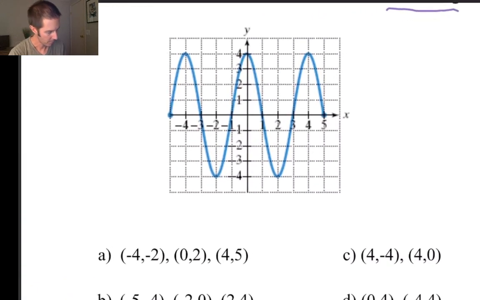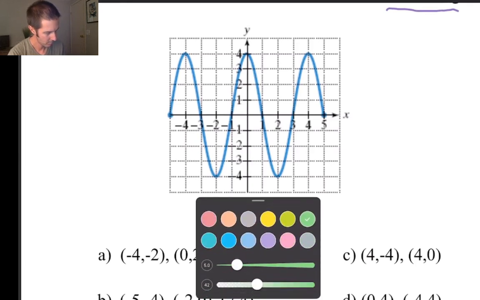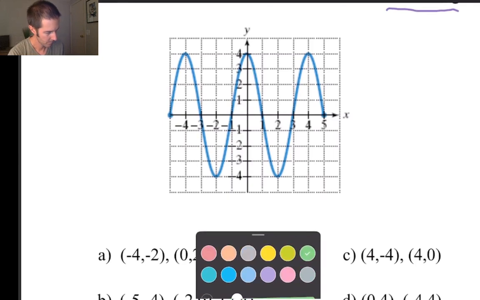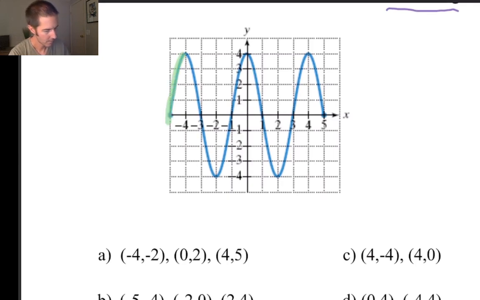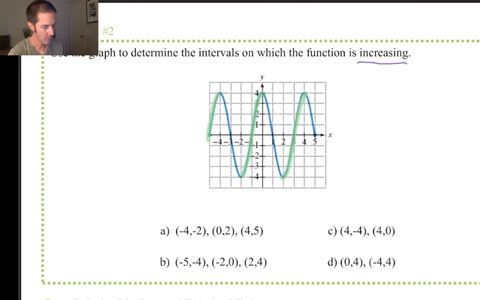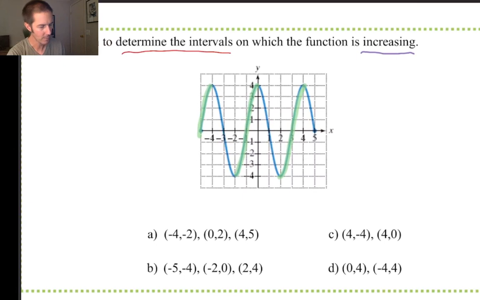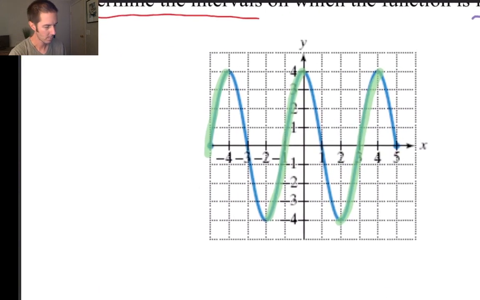I would say that we're going uphill on this interval, and we're going uphill on this part of the graph, and on this part of the graph, and on this part of the graph. From left to right, we're going uphill on all of those. And I guess the next question, maybe a good way to phrase it is, when are we going uphill? The question itself says, determine the intervals on which the function is increasing. And what they're really asking us for is x values, or when is the function increasing?